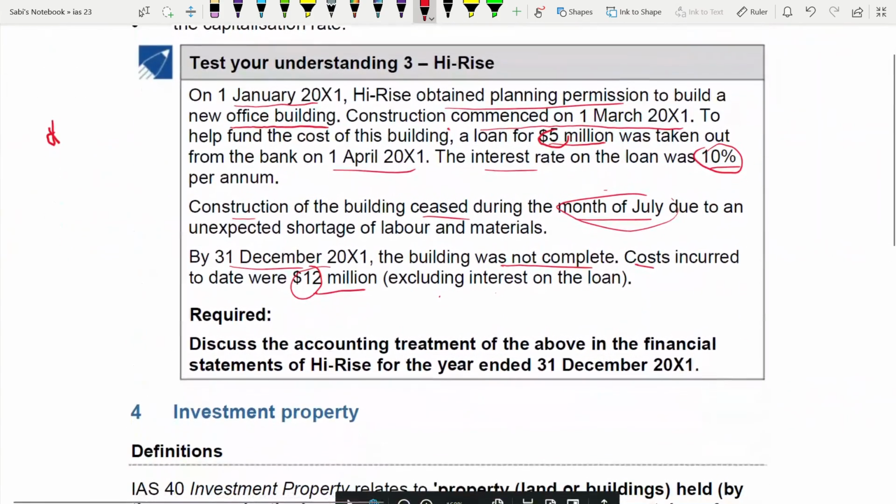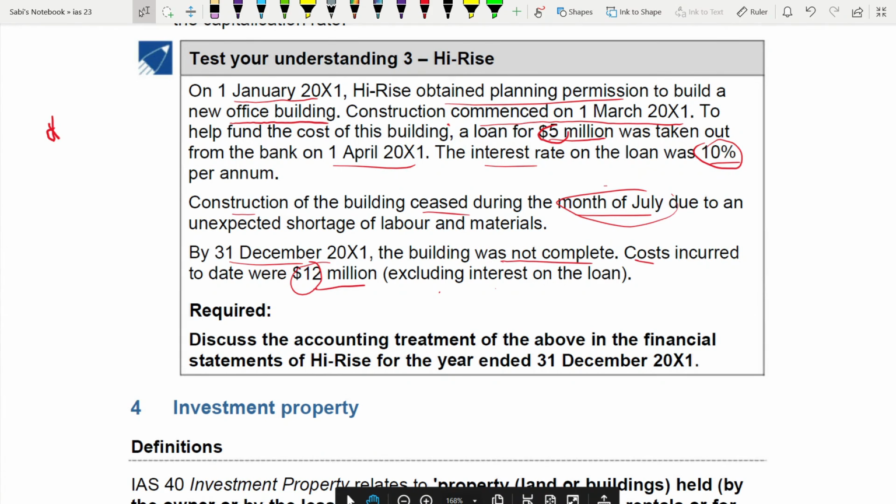They told, see, by 31st December, the building was not complete. So if an asset is not ready for use, you cannot depreciate that asset. If you're confused, go back to your IAS 16 under depreciation, the methods of depreciation, the rule for depreciation, you will get it there. If an asset is not ready for use, you cannot depreciate that asset. Therefore, you do not depreciate. If it was ready for use, yes, you can depreciate it from the day it was ready for use. Okay, so that's it. Now let us summarize IAS 23.